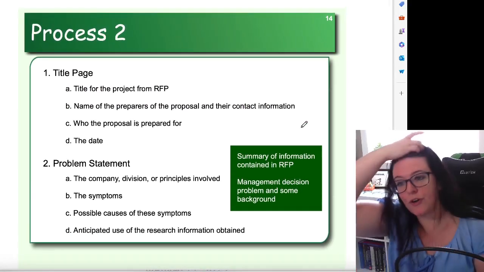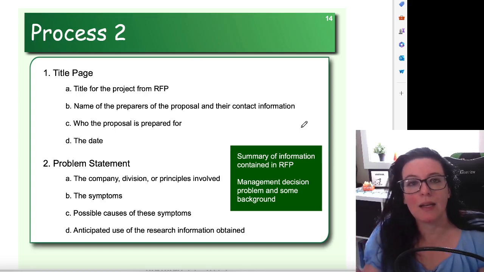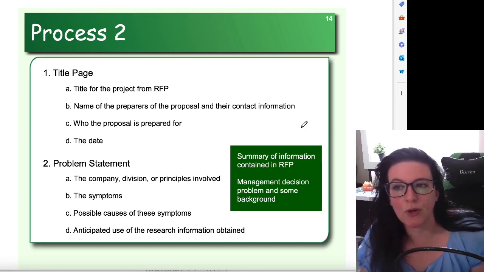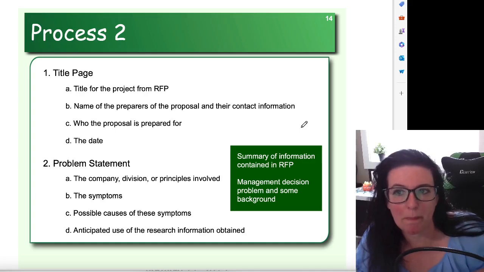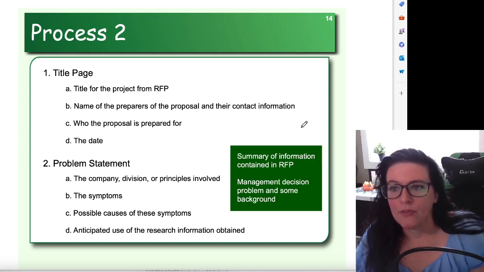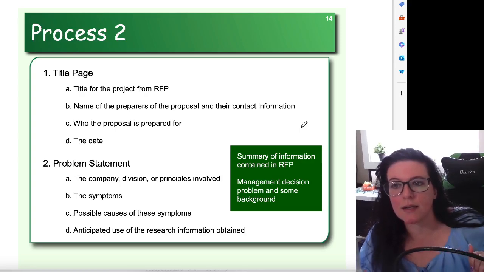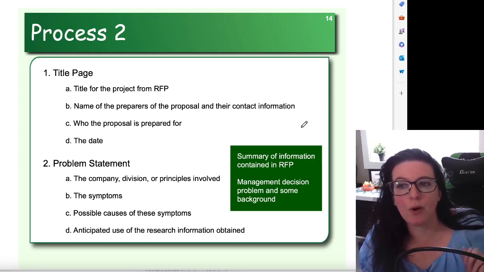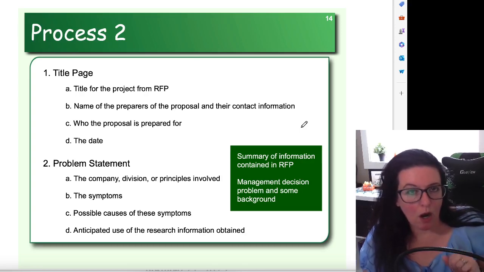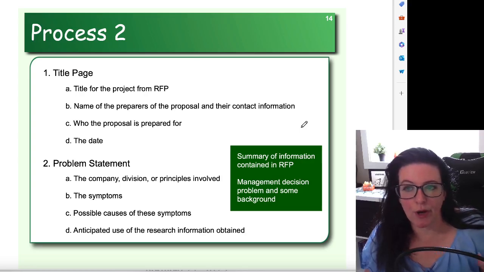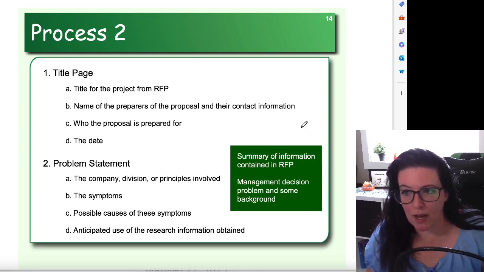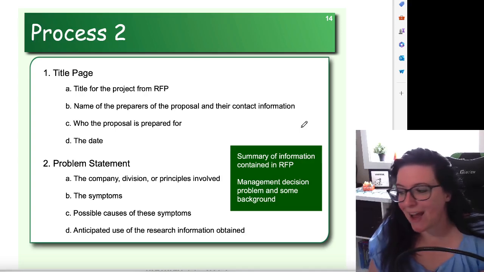All right, so first, title page. That title, if you are responding to an RFP, that title should match, okay? This should also include the name of the preparers of the proposal and their contact information, and who the proposal is being prepared for. Are you preparing it internally for your boss? Are you preparing it for a business that has hired you?